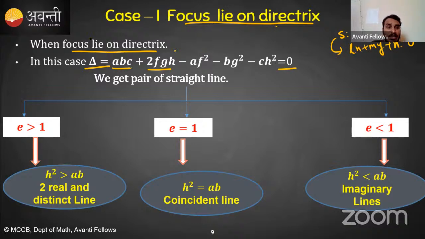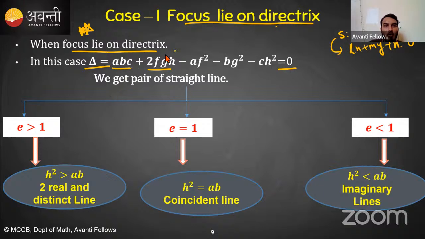So this is a very important point to remember: if the focus lies on the directrix, then the delta, which is abc plus 2fgh minus af square minus bg square minus ch square, is equal to 0. Okay, this delta term we have already seen in the straight line chapter, when we were discussing the pair of straight lines. There we said that if the delta term is 0, then the general equation of degree 2 will give us a pair of straight lines.